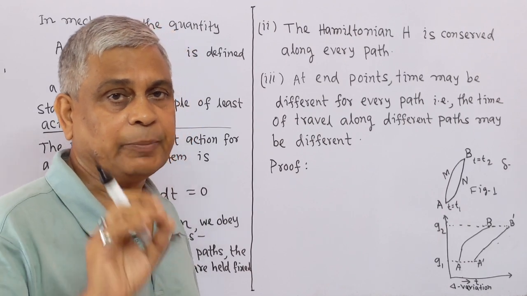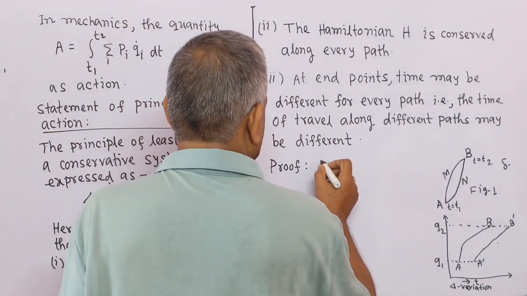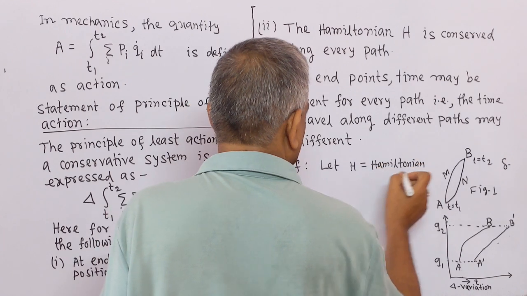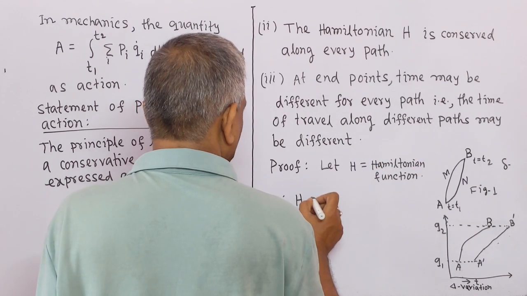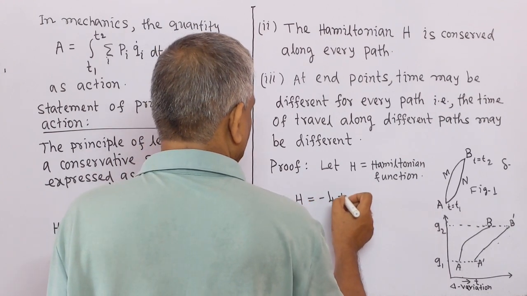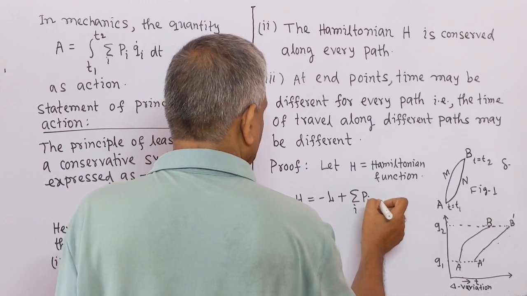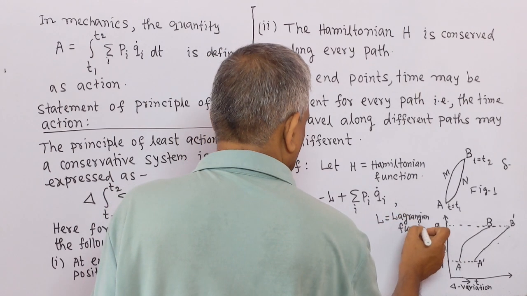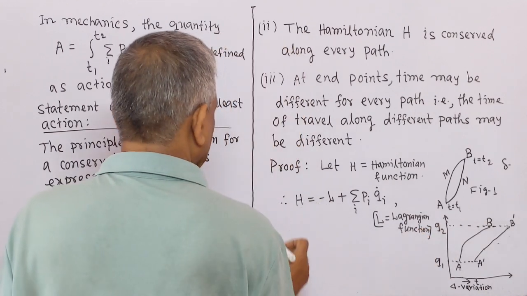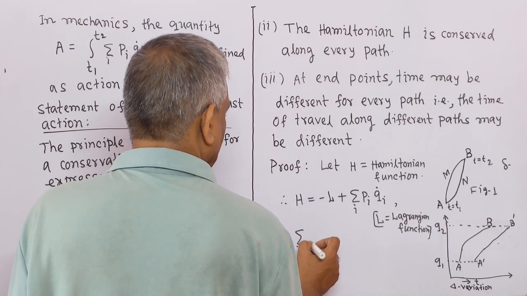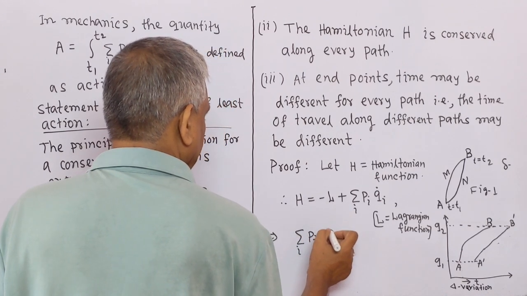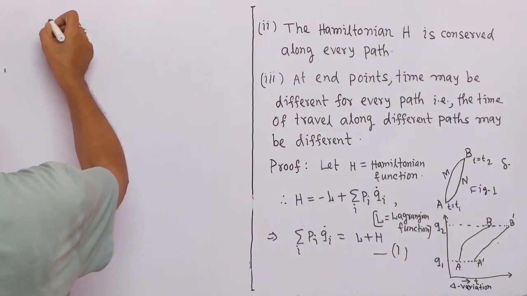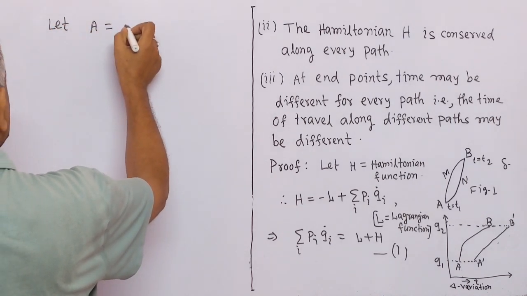Now we prove the principle of least action. Let H be the Hamiltonian function. Therefore, H equal to minus L plus sigma i p_i q_i dot, where L is the Lagrangian function. This implies that sigma i p_i q_i dot equal to L plus H. This is number one. Let A equal to action.